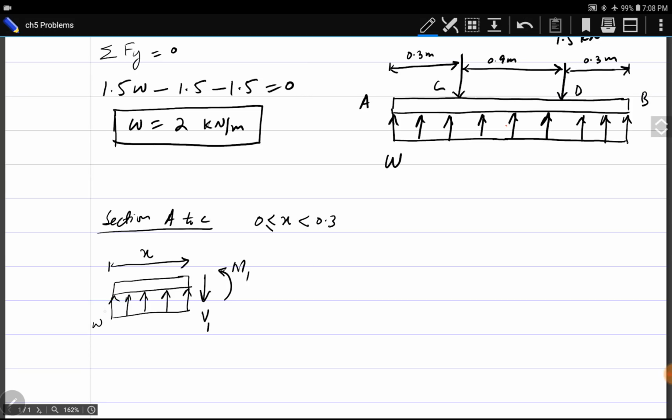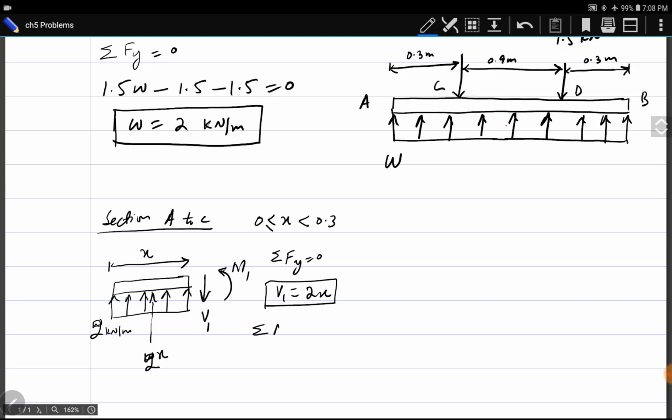Summation of forces. This distributed load is actually equal to a concentrated load of Wx. Total length is x and the distributed load is W. Summation of forces is equal to 0. So V1 becomes Wx, and W is equal to 2 kilonewton per meter, so it will be 2x. V1 is 2x.